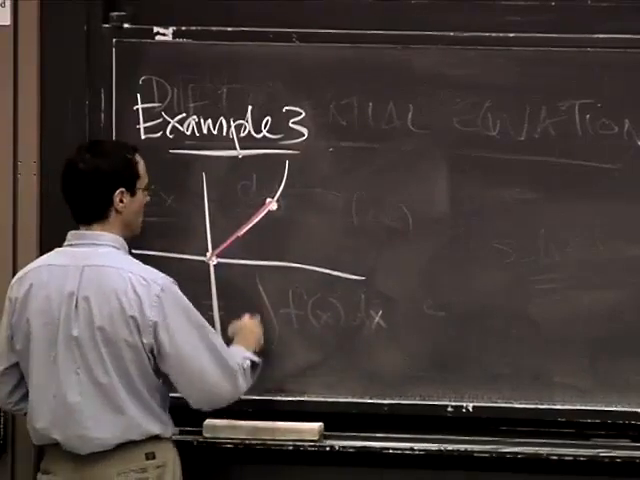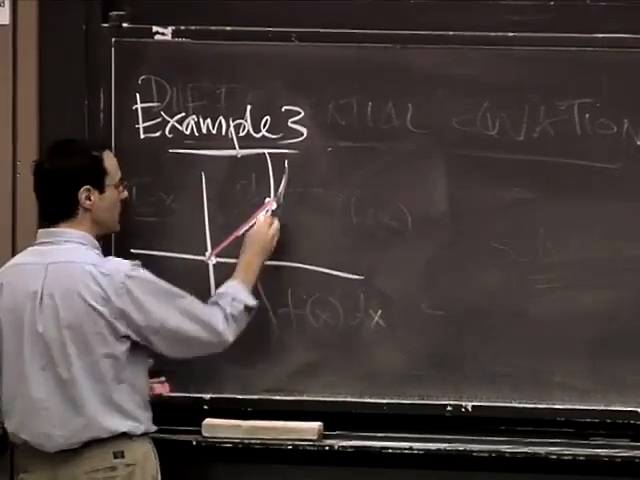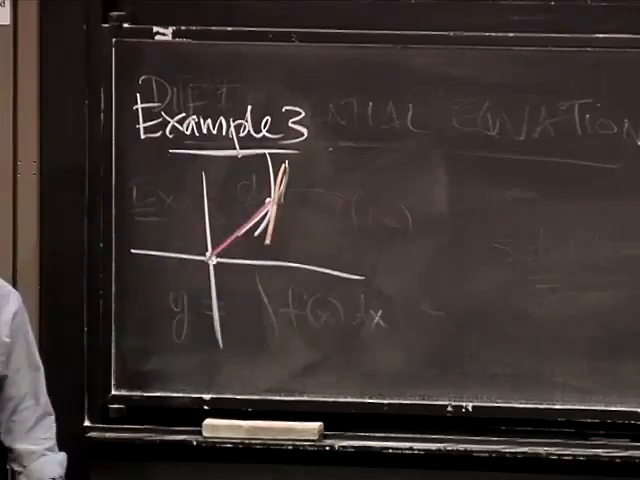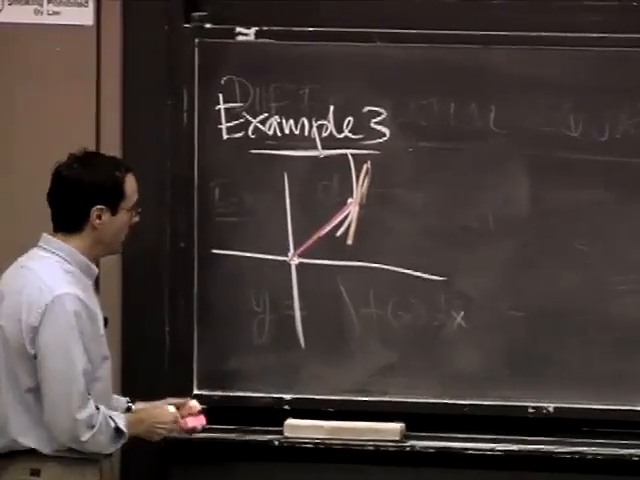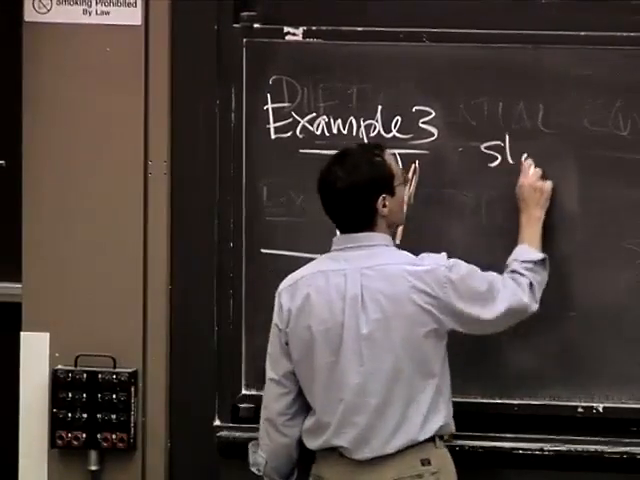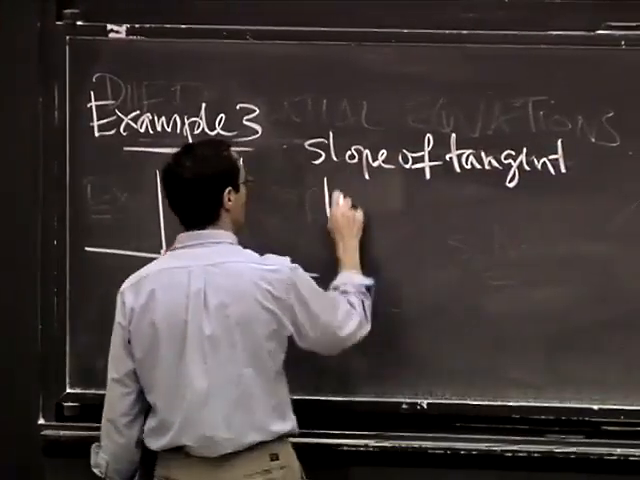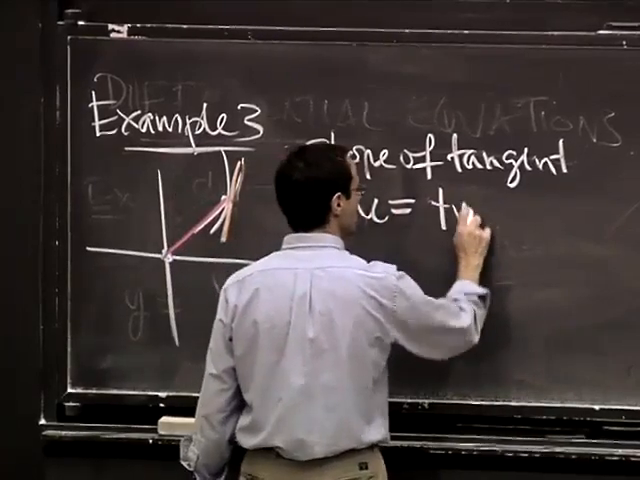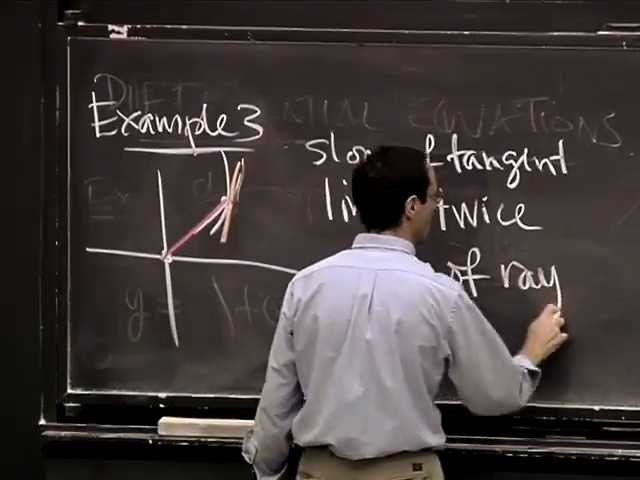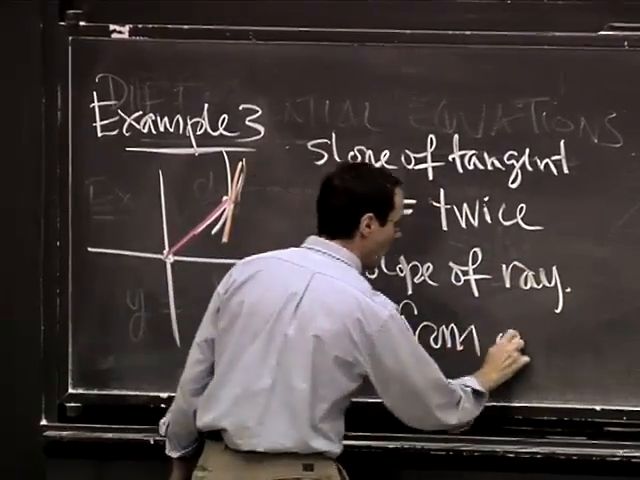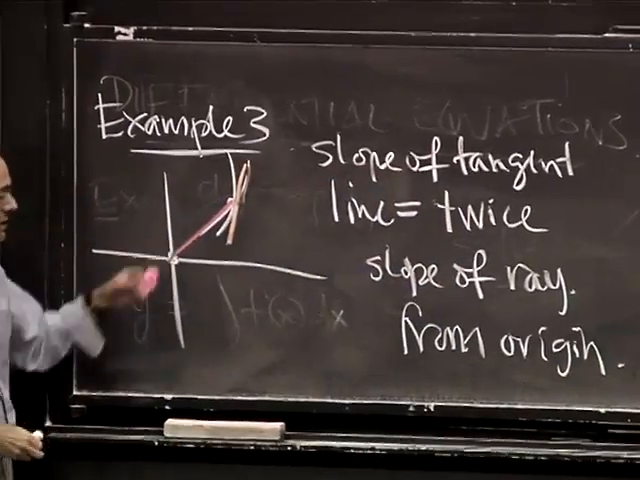Whoops, that's not going to be the one that I want. I think I'm going to want something which is steeper, because what I'm going to insist is that the tangent line be twice as steep as the ray from the origin. So in other words, slope of tangent line equals twice slope of ray from origin. All right, so the slope of this orange line is twice the slope of the pink line.